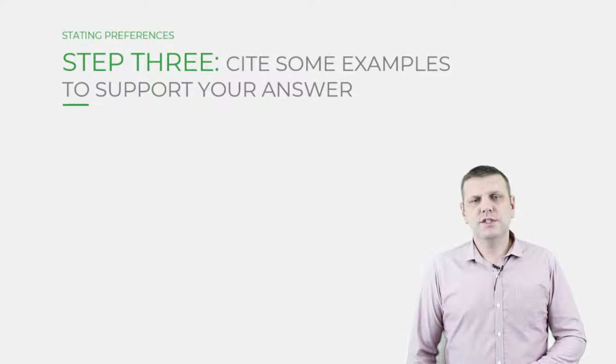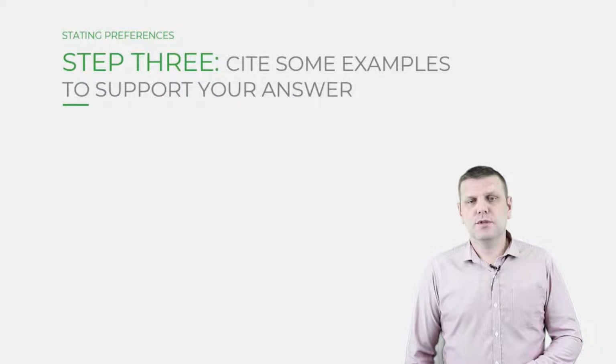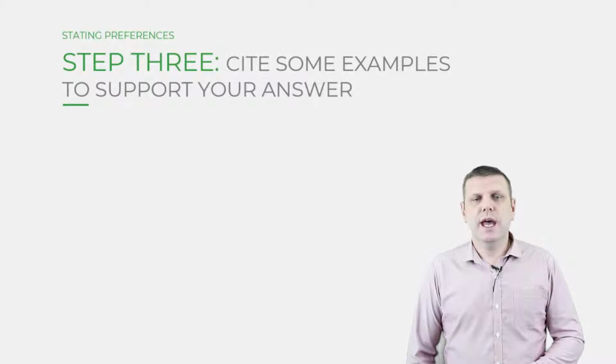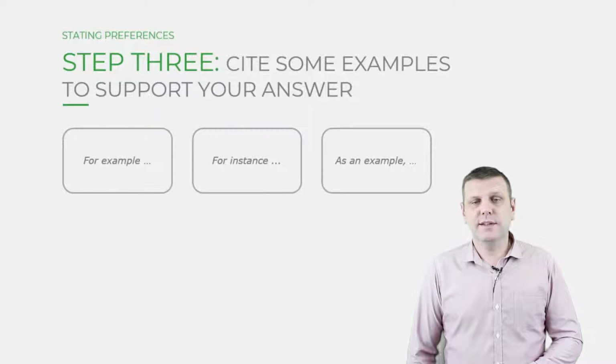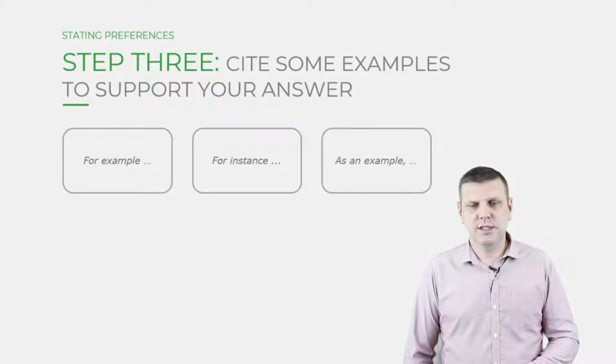Citing an example is a way to give additional details to your answer. You cite an example to support the points you have mentioned and to lengthen your answer. For example, for instance, and as an example are some of the cohesive devices you can use in this step.